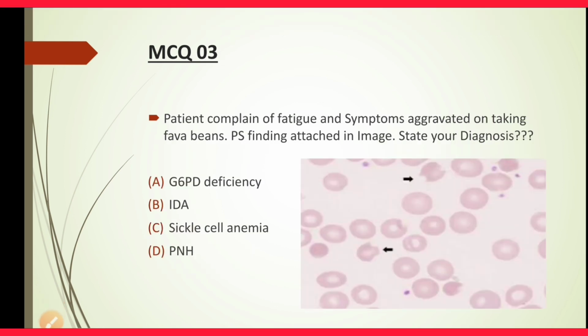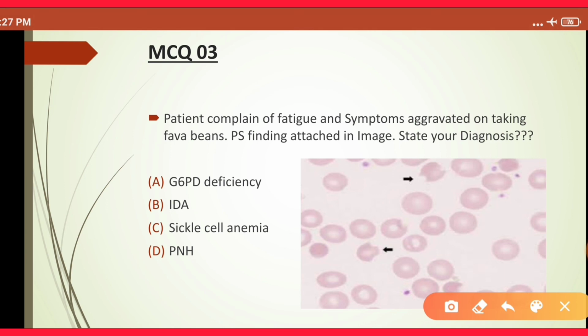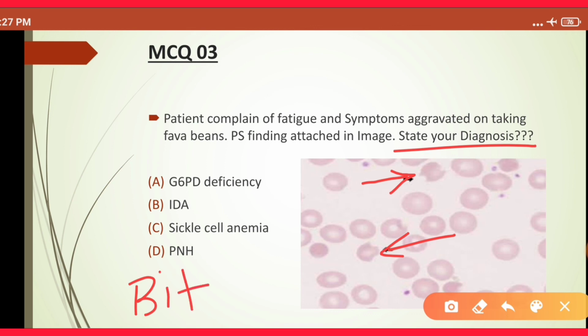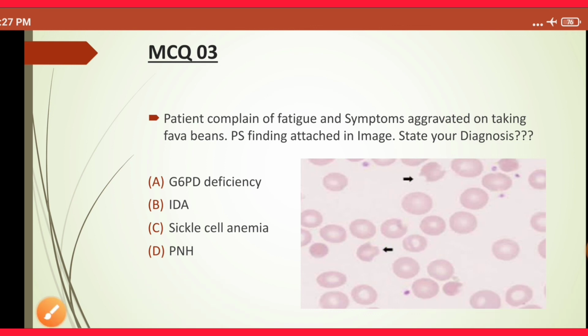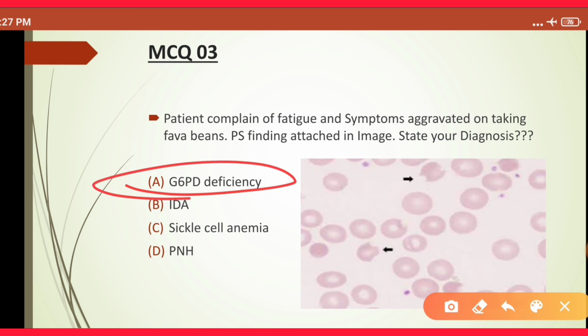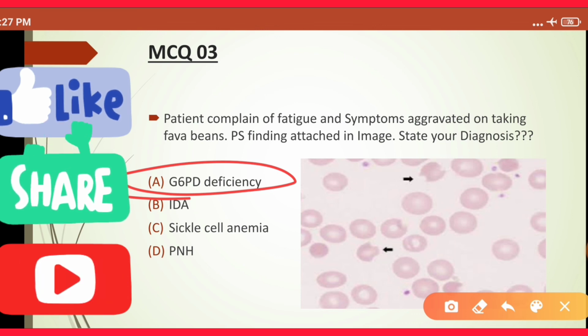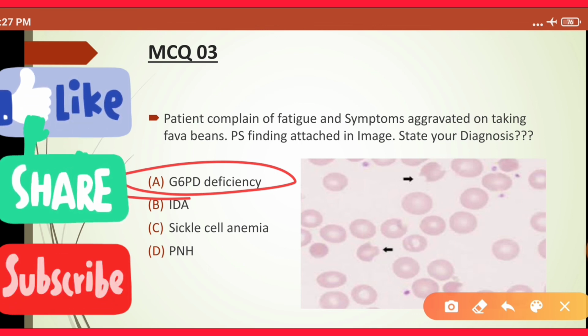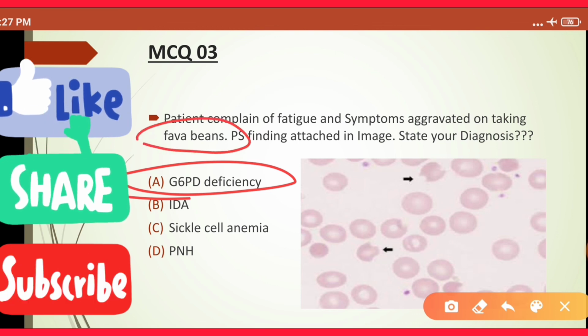Okay, third MCQ. The patient has a complaint of fatigue and symptoms aggravated on taking fava beans. The peripheral smear finding is attached in the image. State your diagnosis. So here you can see that your RBCs look broken off, like bitten off. This is known by the name bite cell. And as we have discussed, it is seen in case of G6PD deficiency. So your answer will be G6PD deficiency. Whenever there is oxidative stress, the patient will have hemolytic anemia in case of G6PD deficiency. Here the oxidative stress is fava beans, right?